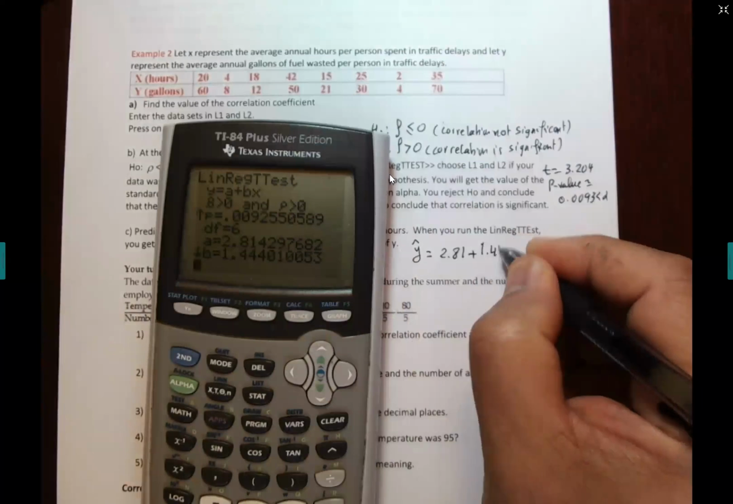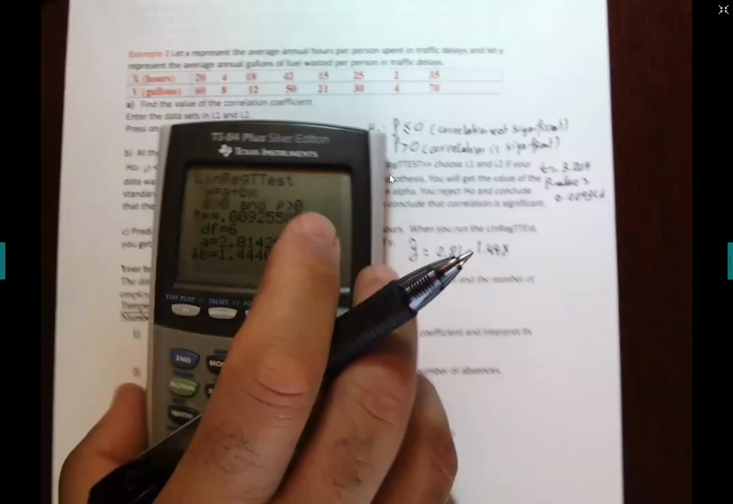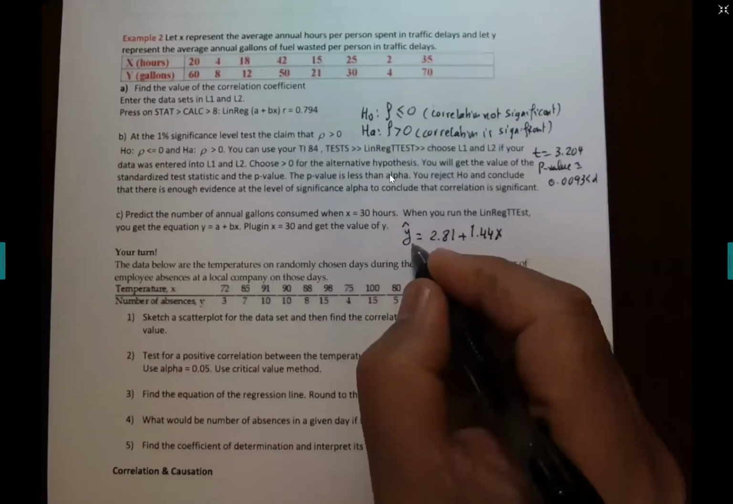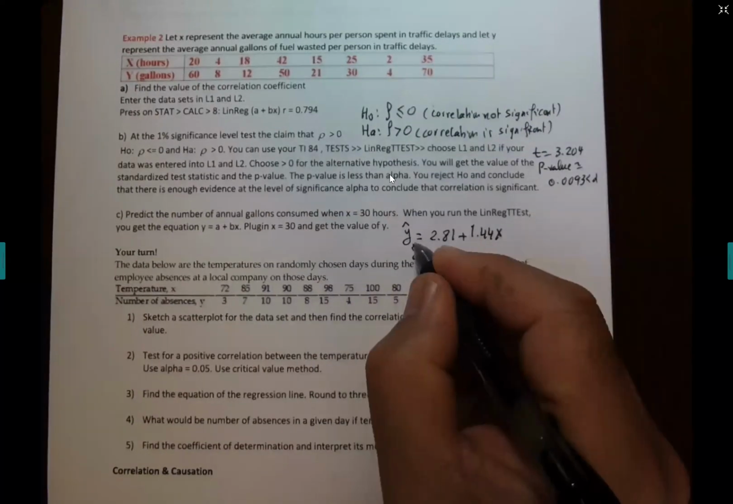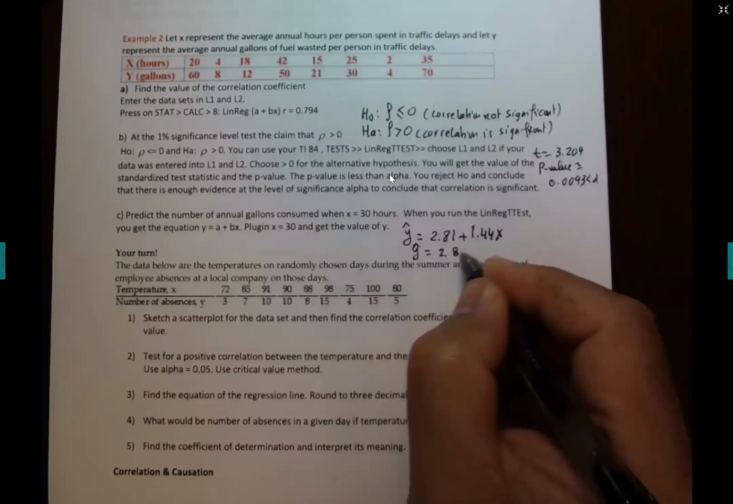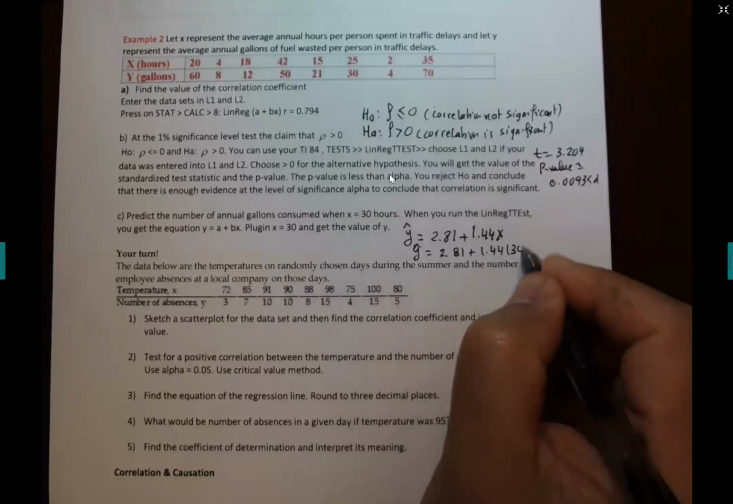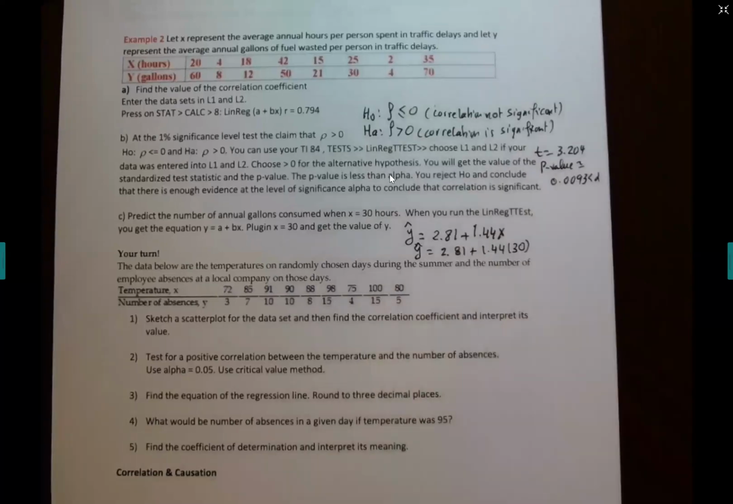Okay. And now to find the number of gallons wasted, just plug in x equals 30. 2.81 plus 1.44 times 30. Okay, if I do the math, plus 2.81, 46.01 gallons.